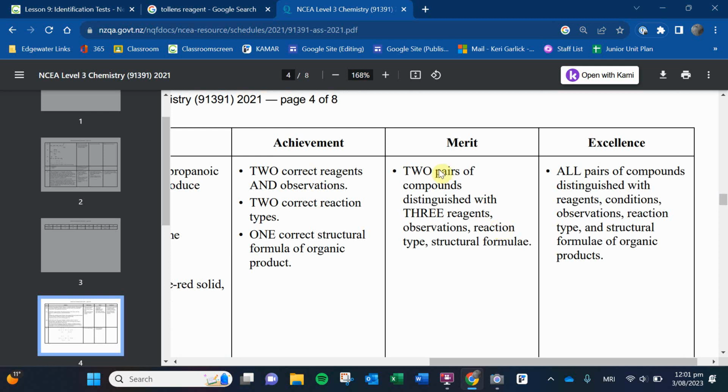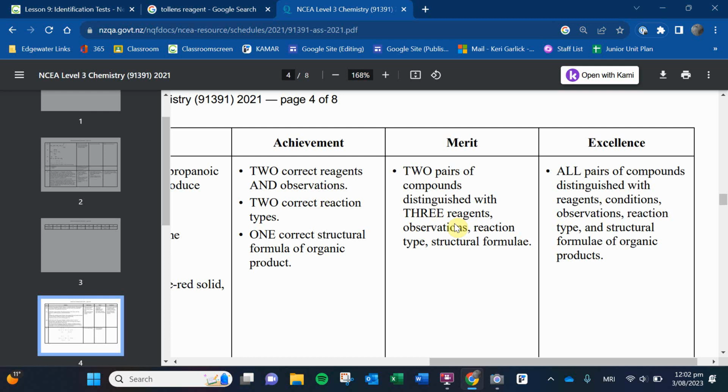For the merit, you needed to have 2 pairs of compounds distinguished with reagents, observations, the type of reaction, and structural formula. Do you see what I'm saying? Make sure you're going through the bullet points and that you are ticking off each one of those bullet points. So basically what that is referring to is that you got 2 out of the 3 comparisons done. And then for the excellence, you needed to have all 3 of them done.